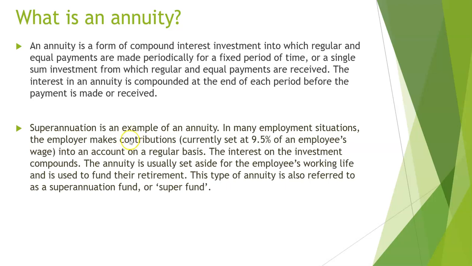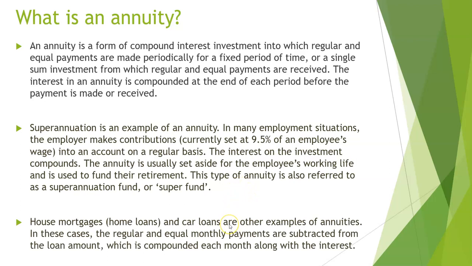So superannuation is a fantastic example of an annuity. Employers make regular contributions on behalf of their employees at 9.5% of their wage into their super fund. The interest on this investment compounds, and then the annuity is set aside until they retire. So superannuation is a fantastic example of a growing annuity.